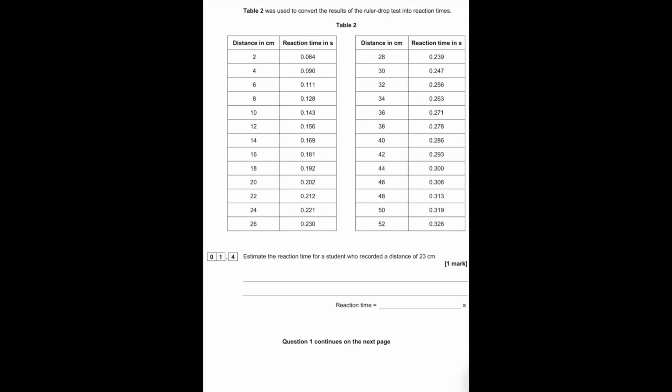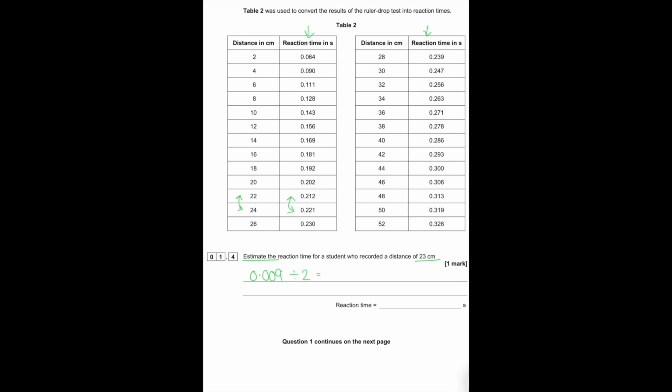Table 2 is used to convert the results of the ruler drop test into reaction times. So the question is, can we estimate the reaction time for a student who recorded a distance of 23 centimetres? So 23 centimetres is between these two distances, which means the reaction time has to be between these two times. So if we look at the difference is 0.009 seconds, which means halfway in between.